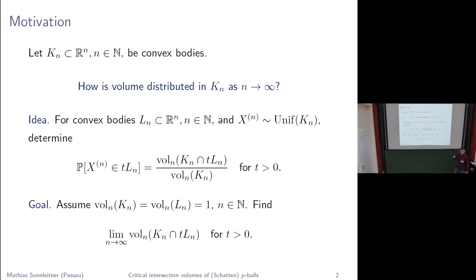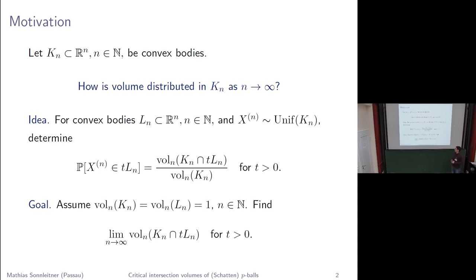We take a sequence of reference bodies Ln, and then we are interested in the probability that a uniformly at random chosen random vector in Kn is in a multiple of Ln. And we are interested in the behavior as t varies. We will assume the following normalization: the volume of Kn and the volume of Ln are normalized, and we are interested in the volume of the intersection of Kn with tLn as n tends to infinity.